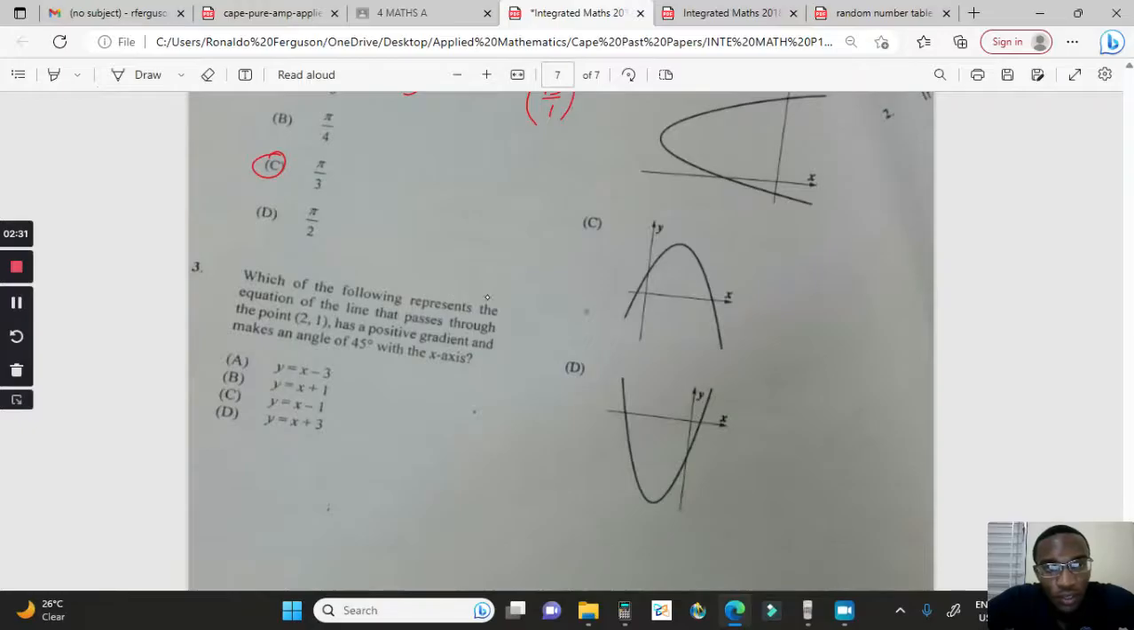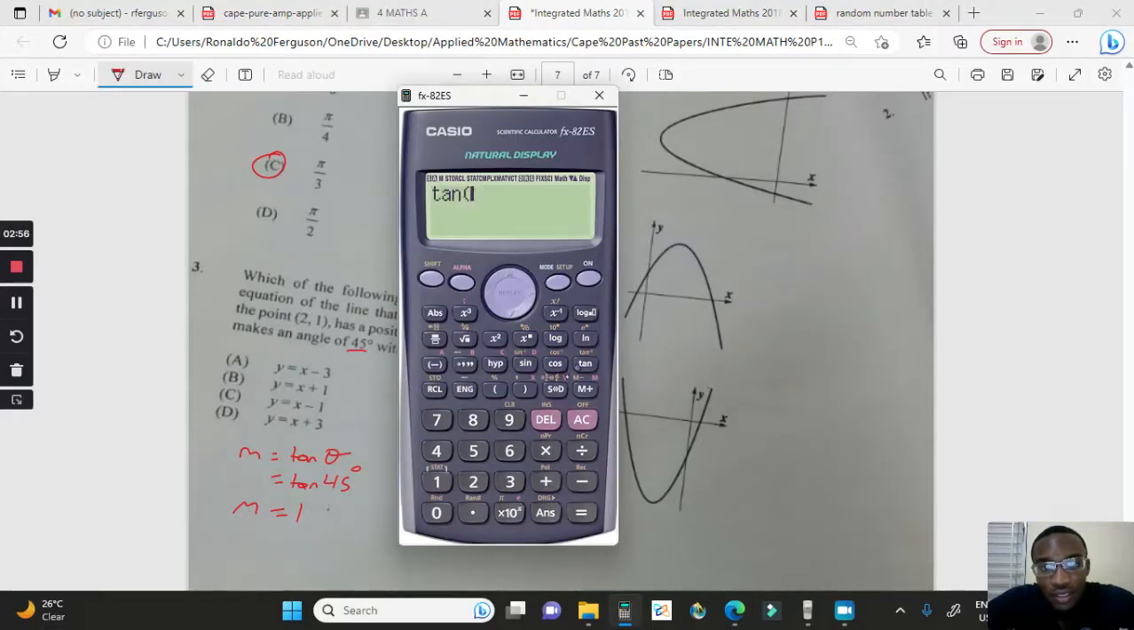It says, which of the following represents the equation of the line passing through 2, 1 and has a positive gradient that makes an angle of 45 degrees with the x-axis? Always remember the equation of a line is y equals mx plus c, but the gradient is equal to tan of the angle. The angle is 45, so you put in tan 45 degrees. Tan 45 is 1. You don't believe me, check it. Tan 45, you get 1.